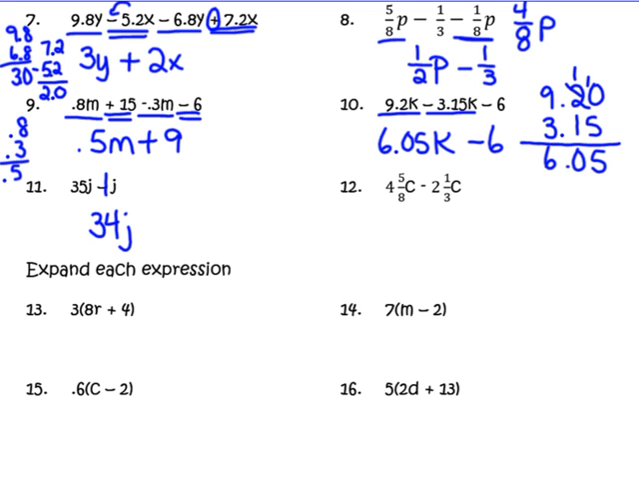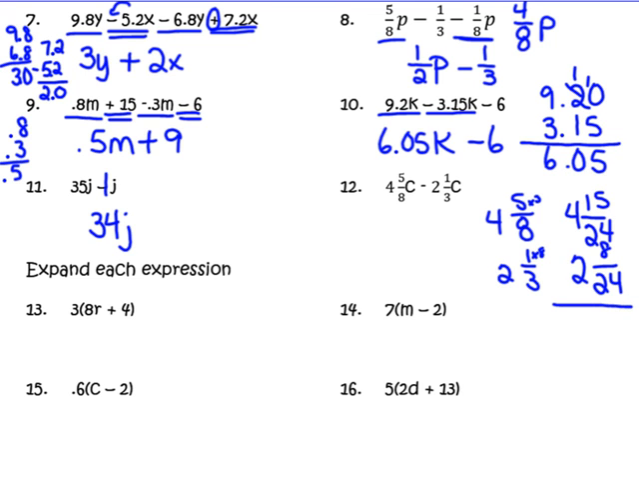4 and 5/8 C's minus 2 and 1/3 C. Okay, so I'm going to have to subtract mixed numbers. And I have to get a common denominator. 4 and 5/8 and 2 and 1/3. Common denominator is 24ths. So 8 times 3 is 24. 5 times 3 you get 15. 4 and 15 24ths. Bring over that whole number. 3 times 8 is 24, so that 1 times 8 would give me 8 24ths.